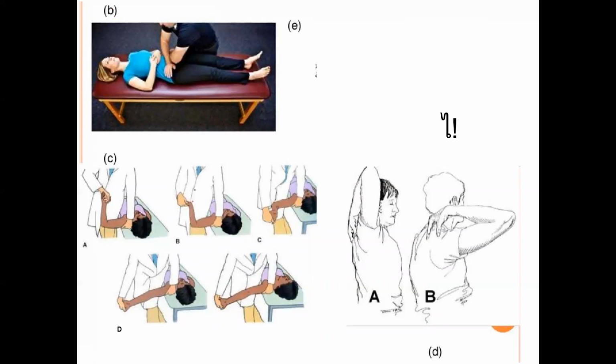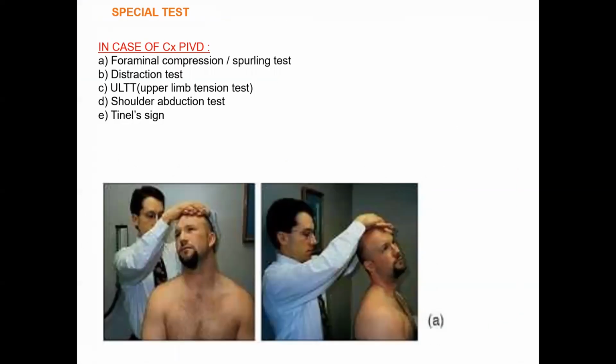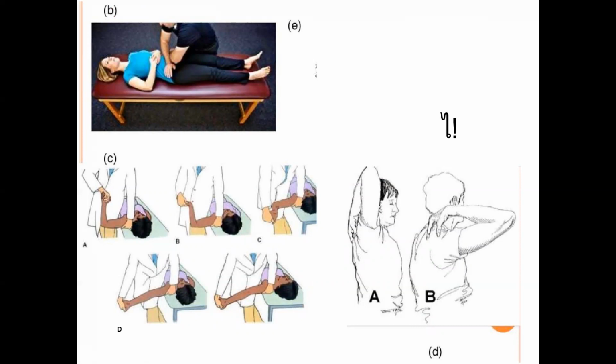Here is the picture how you can perform the following test. It is the picture of foraminal compression, distraction test, upper limb tension test, shoulder abduction test, and tunnel sign.